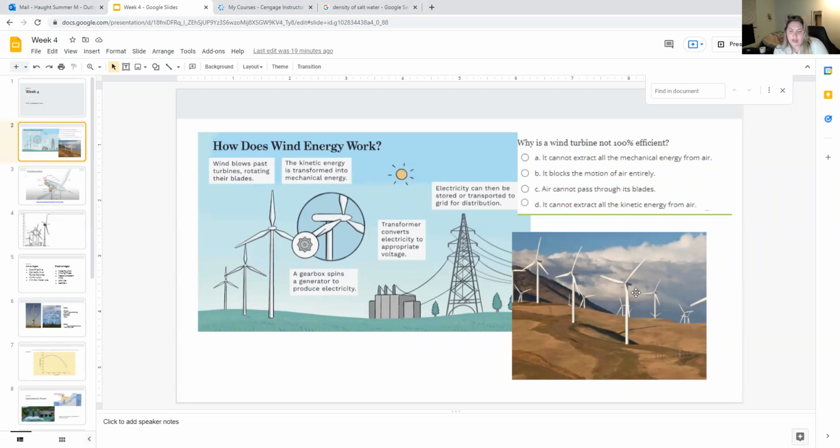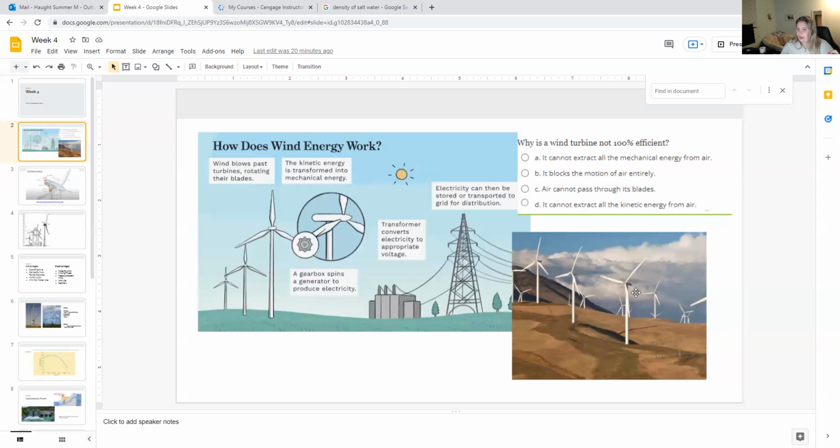So I found this question on the right interesting. This is a question from the quiz, and I wanted to talk about it a little bit more. The question is, why is a wind turbine not 100% efficient? So why aren't we just using these things all the time, because they don't really take up that much space since they're so tall? I think this is an important component to talk about.